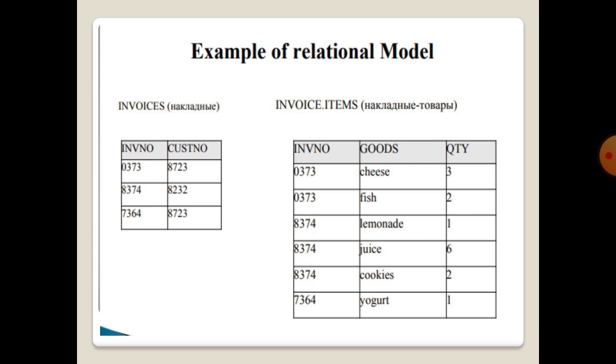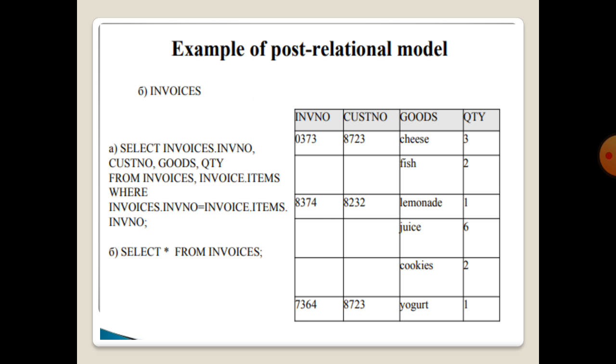Example of relational model. Invoices, invoice items. То есть накладные и накладные товары. Example of post-relational model. Select invoices, INVNO and others.